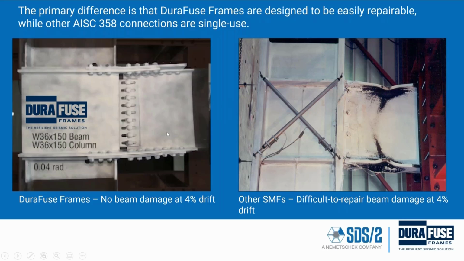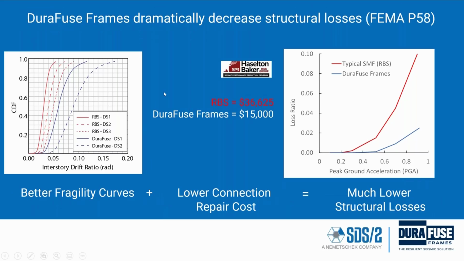So in comparison with traditional moment frames where the beam is sacrificed, with the DuraFuse frame it's just that bottom plate, and so you can come in and repair buildings after a severe earthquake rather than tear them down. This repairability dramatically decreases the structural losses.